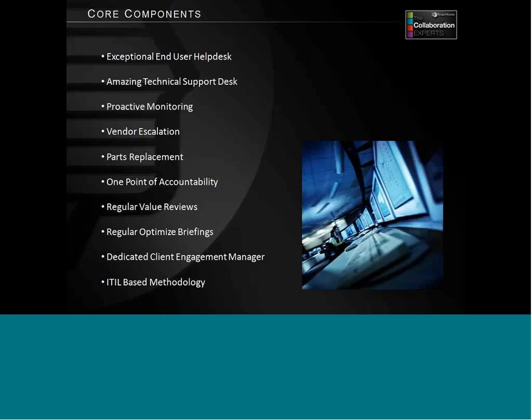As is the parts replacement program that you have. If you're a very large organization, we would generally recommend that you provide your own parts replacement service, because from a fiscal perspective, if you're large, it tends to make more sense from a financial point of view.